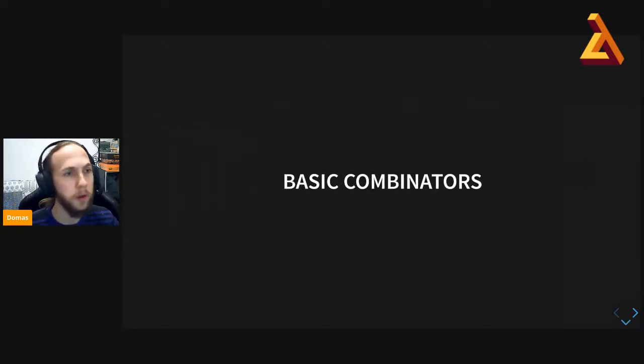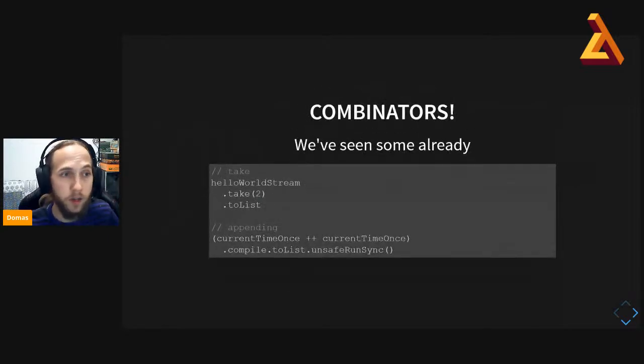So now that we talked about how to construct streams, let's talk about the combinators on streams and what you can do with them. We've seen a couple already. We've seen take, which will just take some number of elements from the top of the stream. And we've also seen appending. Both are quite simple combinators. And notice helloWorldStream and currentTimeOnce: one of them is a pure stream and the other one is effectful, and we can use the combinators regardless of the effect type, which is quite nice.